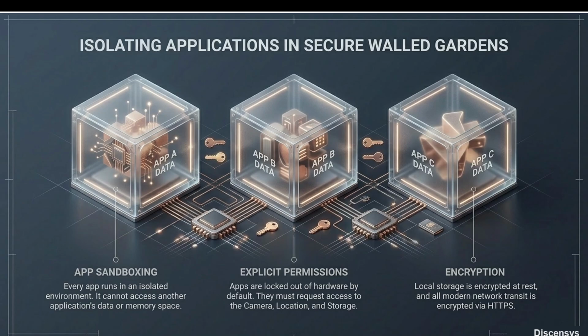Okay, so we have explicit permission sets, which means apps are locked out of hardware by default. They must request access. Okay, when you download an app and open it, it requires permissions, right? The reason is that by default, the operating system doesn't allow any permissions to the applications we download. We need to give explicit permission when we open the application so that it can use the services it is providing. They must request access to the camera, location, and storage.